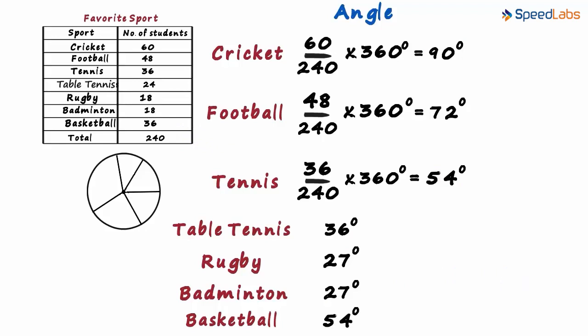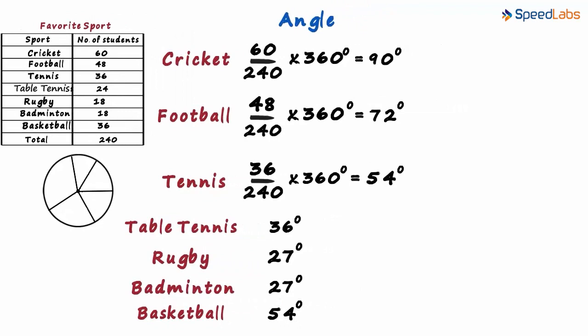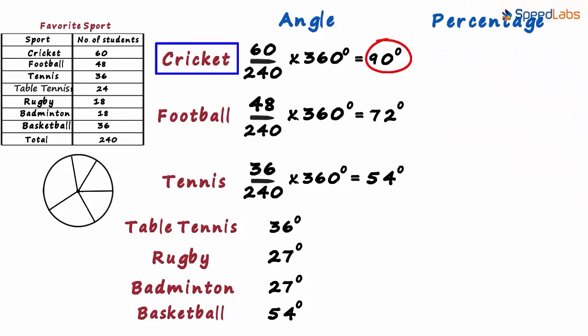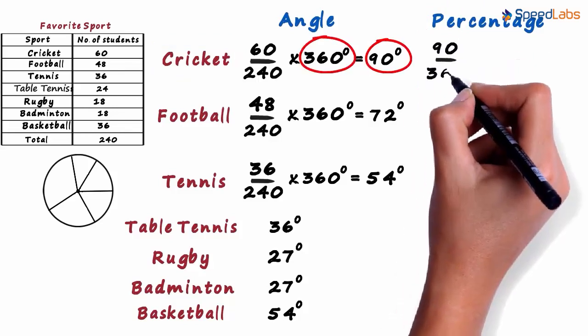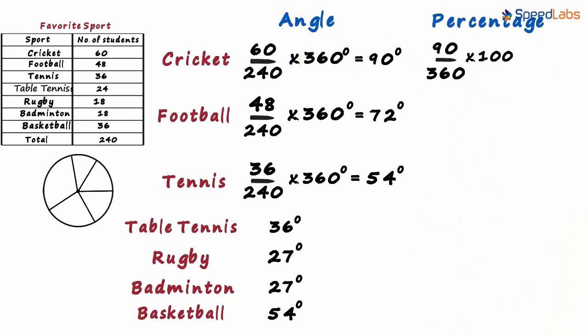Just one small hassle. It doesn't sound great when you say that cricket represents 90 degrees, football represents 72 degrees of a possible 360 degrees, and so on. We need a better measure, and that measure is the percentage of each category. Finding the percentage is simple. Since cricket represents 90 degrees out of a possible 360 degrees, the percentage would equal 90 by 360 multiplied by 100, and that gives us 25%. 90 degrees out of a possible 360 degrees, we multiply this by 100 to get the percentage.